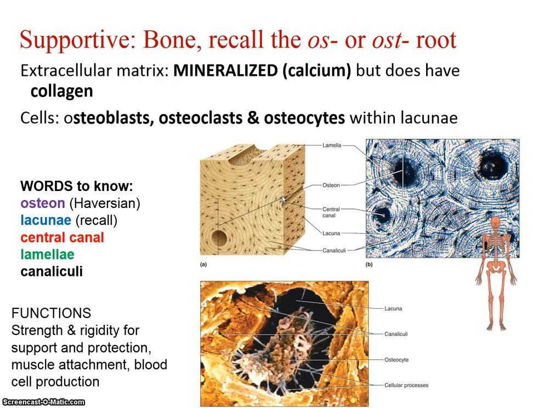The cells in here are now called osteoblasts, osteoclasts, and osteocytes. They are in lacunae, little tiny spaces, but it's really hard to see them. This is a really high magnification. There are lots of words to know, and I'm running out of time on this video, so I'm going to pick back up on this in the next one.